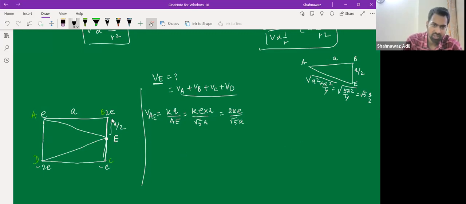Okay, what would be VB? Right, so VBE is K and Q by BE. So this would be simply K, and Q is 2E, and again this is A by 2. So A by 2, so this goes over here. So 4KE by A. Right.